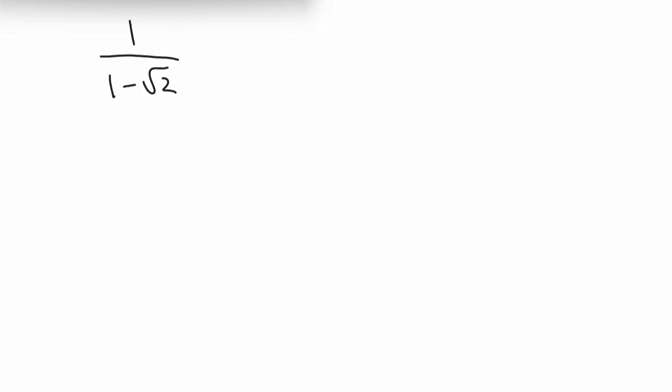Here's our next problem. On this one, you want to multiply by the conjugate. The conjugate is going to be exactly the same as this one, except instead of a minus, you're going to have a plus. So it's going to be 1 plus root 2. So we're going to multiply the top and the bottom by that. Then from here, you just multiply straight across. 1 times 1 is 1. 1 times root 2 is root 2.